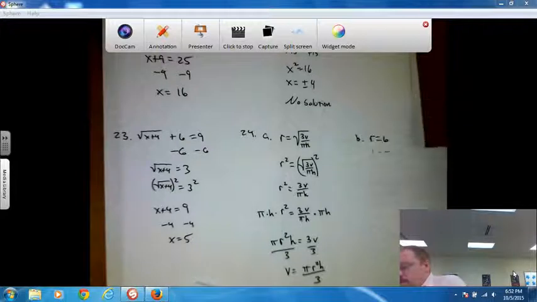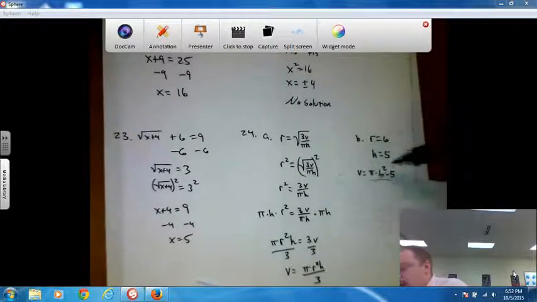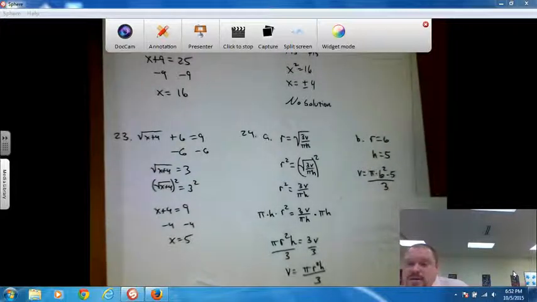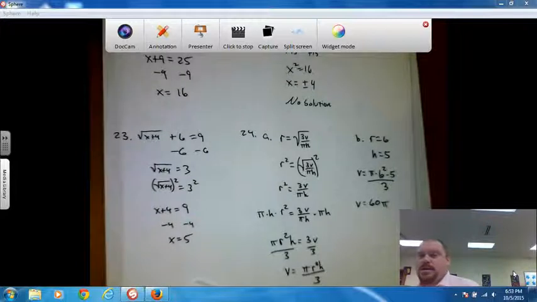So that's what I need for part B. There's my formula. They want me to find out what the volume is when the radius is 6 and the height is 5. So I just plug in pi times 6 squared times 5, then divided by 3. I just plug it into the formula that I found. So type 6 squared times 5 into a calculator, divide that by 3, and you get 60. And then the pi just comes along for the ride. That is the last question in that section.